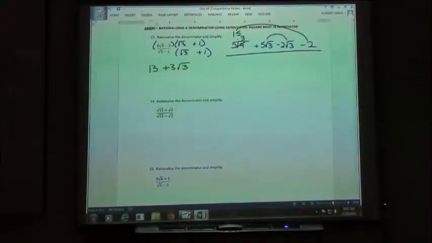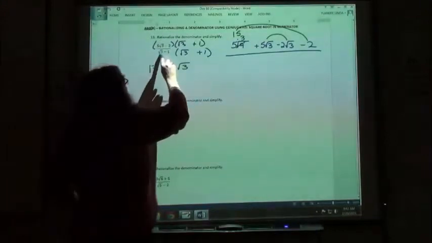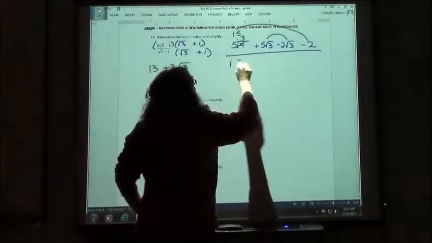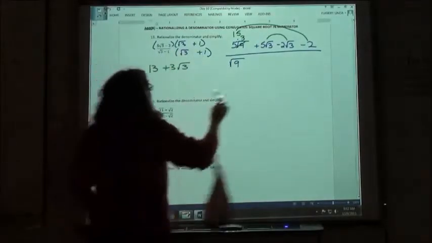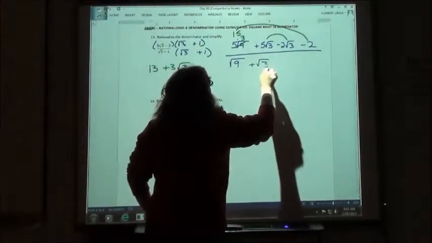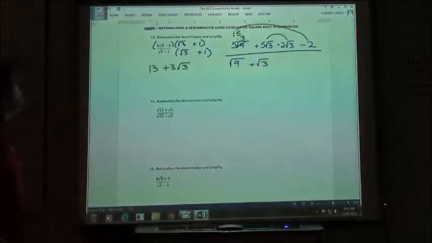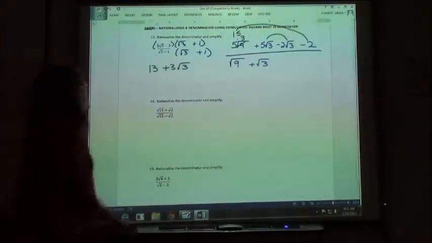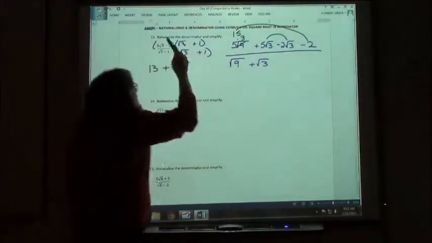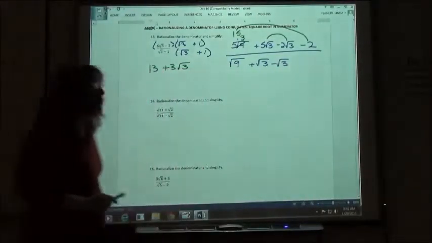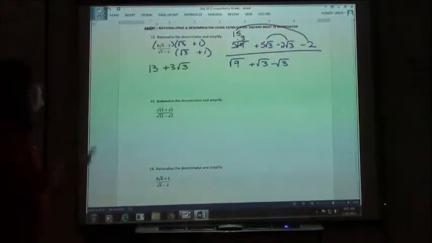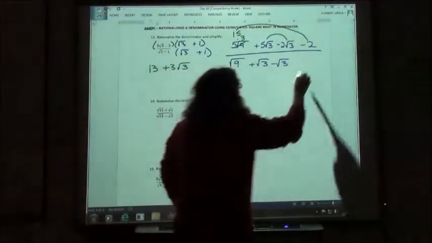On the bottom, I'm going to FOIL that out. Square root of 3 times the square root of 3 would be square root of 9. Square root of 3 times a positive 1 is a positive square root of 3, or positive 1 square root of 3 if you want to write the 1. On the inside, negative 1 times the square root of 3 is negative square root of 3, or negative 1 square root of 3. And then the last, negative 1 times a positive 1 is a negative 1.